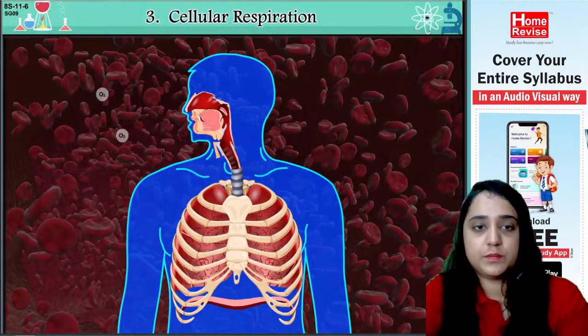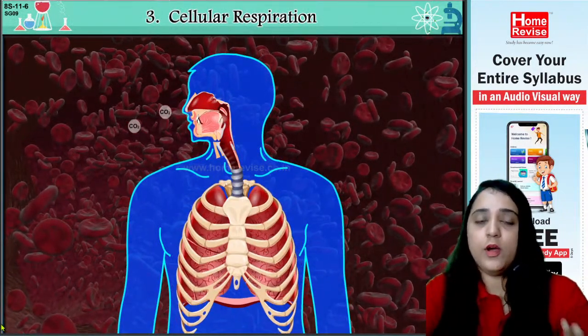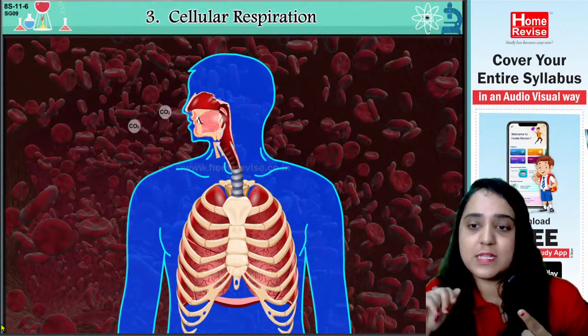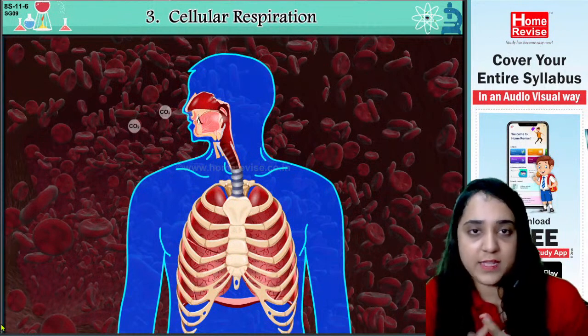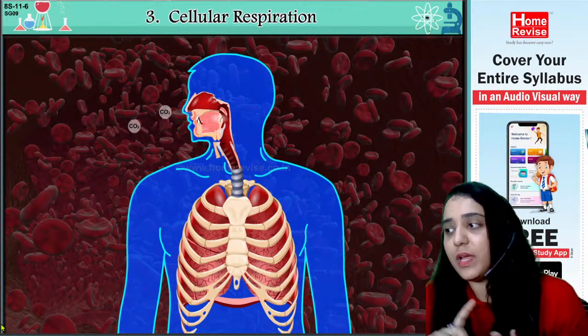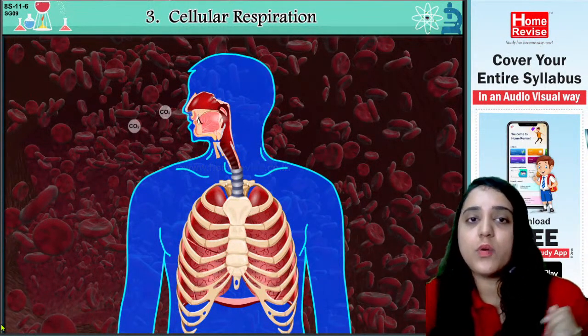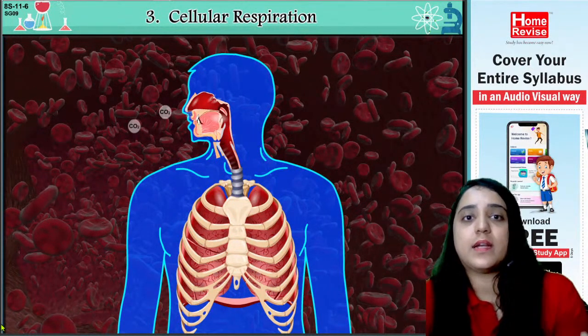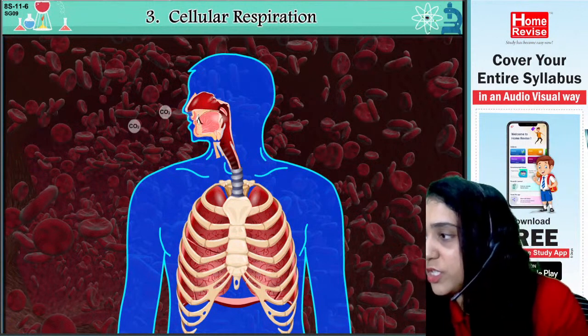3. Cellular respiration. Types of respiration: two types we have already cleared, the external respiration and the internal respiration. Now we are going on with a new type of respiration, the third, that is the cellular respiration.